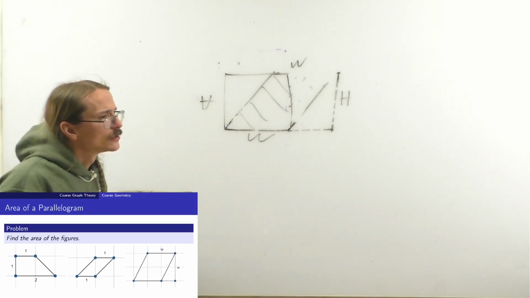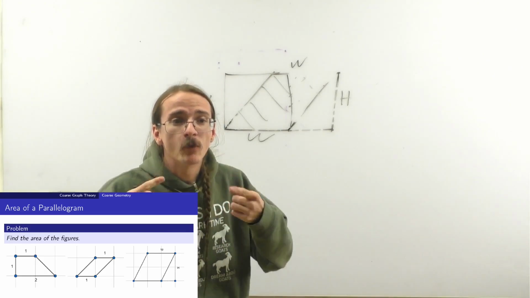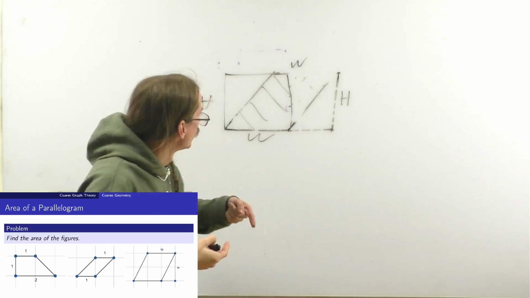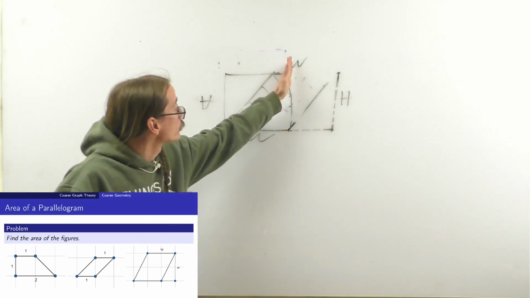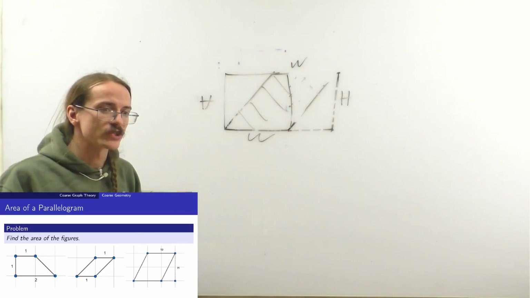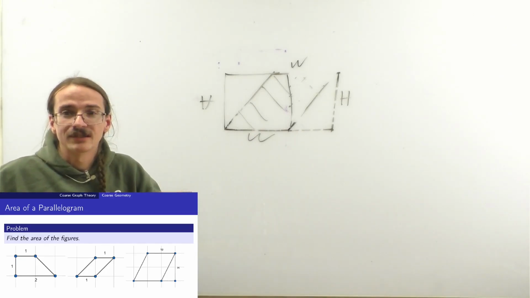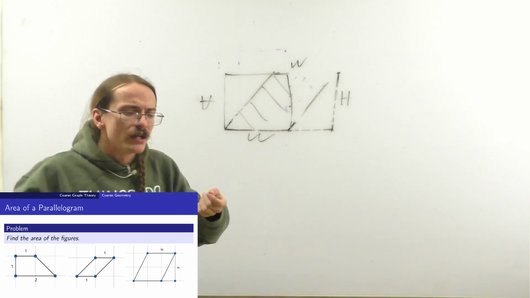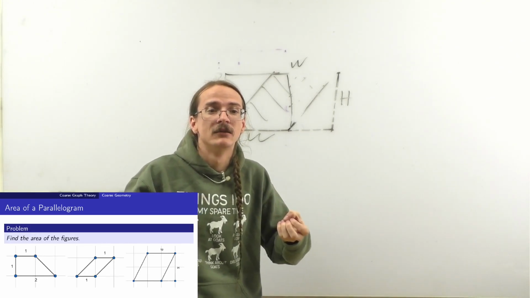Okay. So I want to stop here for a minute and think about what we just did. We took this parallelogram, we cut part of it off, we picked it up, we moved it up to the other side of our square. Now it's something we know the area of. That area is going to be WH. But how do we know they are the same thing?